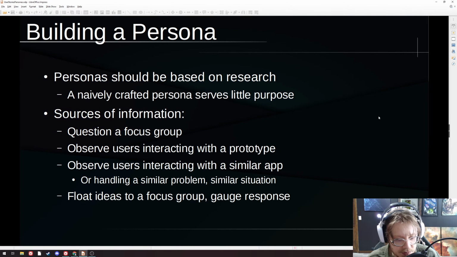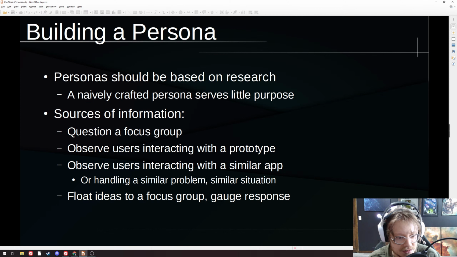Some hints for building a persona. The most important thing when you're building a persona is to base it on research. If you just use your own biases and apply what you think that people will like or people are like, then you're probably going to come up with a crappy persona. So you need to do some research and craft a persona that's actually based on evidence that you've collected.